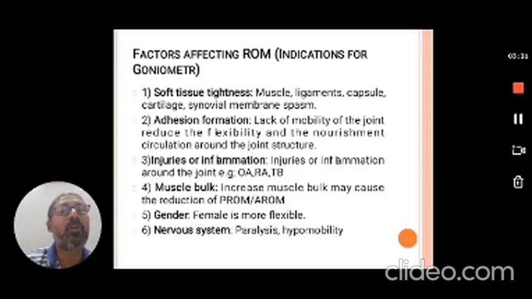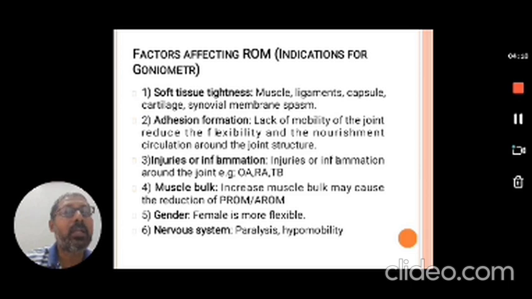These are the indications for goniometer. It could be for soft tissue tightness. The soft tissues related to the joints are muscles, ligaments, capsule, cartilage, synovial membrane, or the adhesions which happen inside the joints, where the lack of mobility of the joint reduces the flexibility and the nourishing circulation around the joint structures. Injuries or inflammation which limit the joint range of motion can also be determined through goniometer, for example, due to osteoarthritis or rheumatoid arthritis.